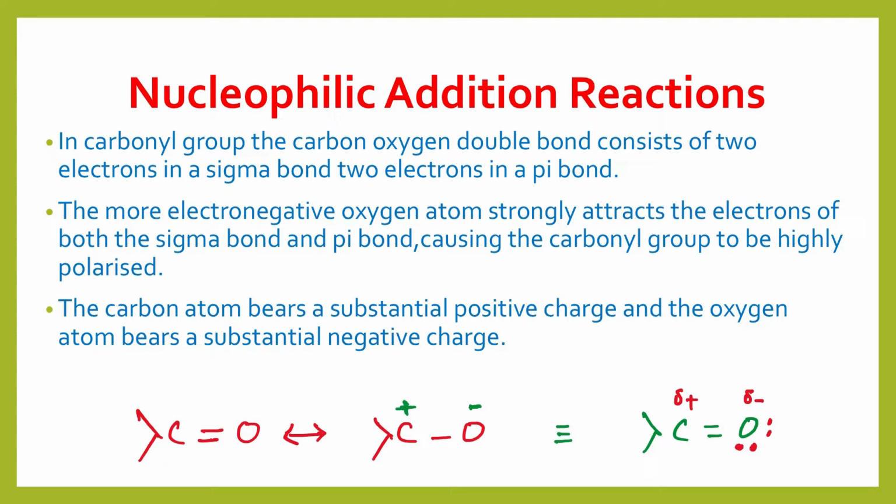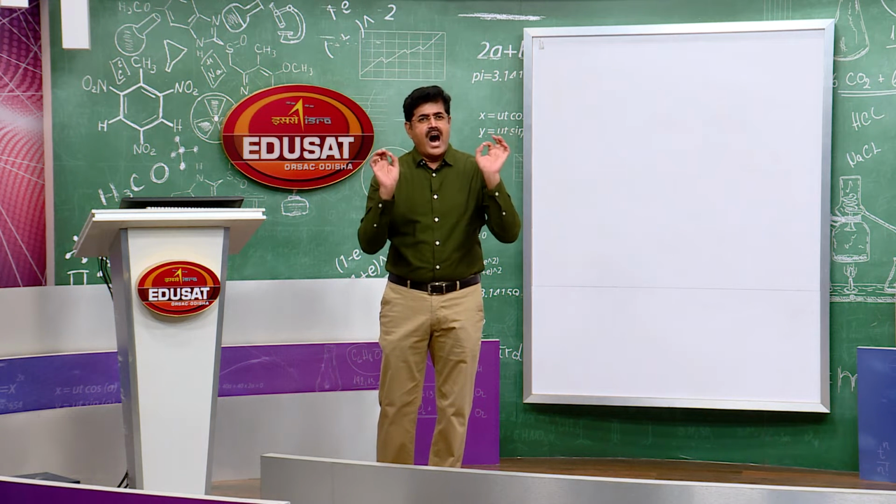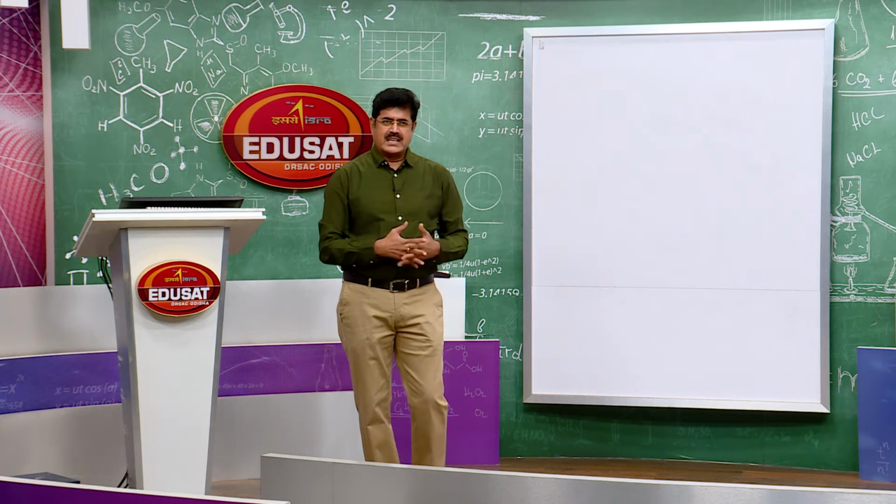Just like you see, the characteristic reaction of alkanes is free radical substitution. Alkenes exhibit electrophilic addition reactions. Alkynes, electrophilic addition reactions. Alkyl halides, nucleophilic substitution reactions. Haloarenes, aromatic nucleophilic substitution reactions. Aldehydes and ketones, nucleophilic addition reactions. Why do aldehydes and ketones undergo nucleophilic addition reaction? That we have to discuss here.